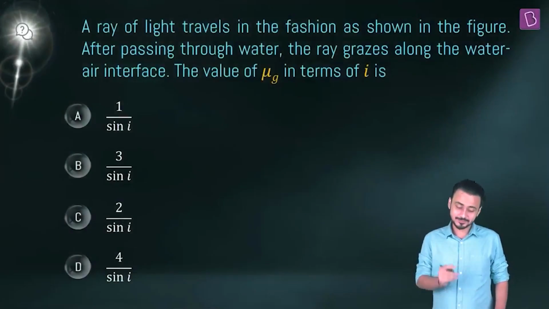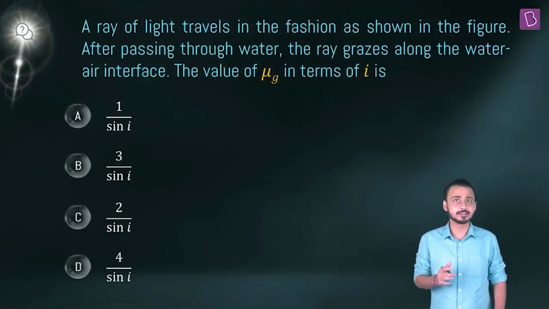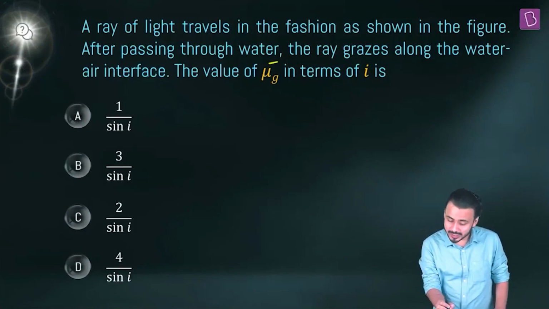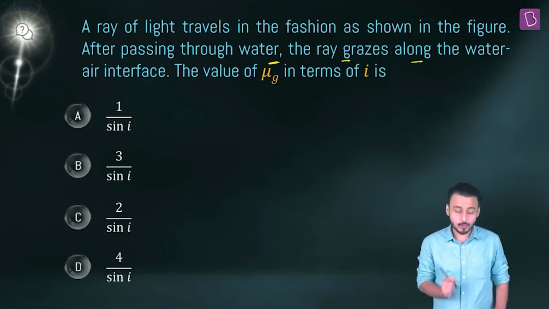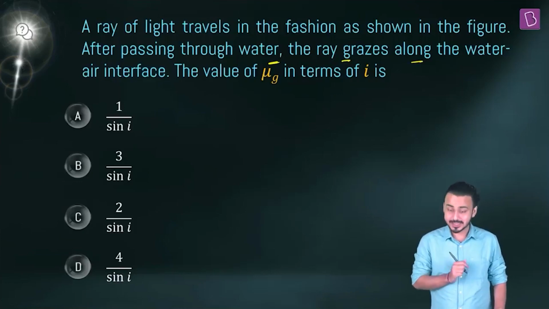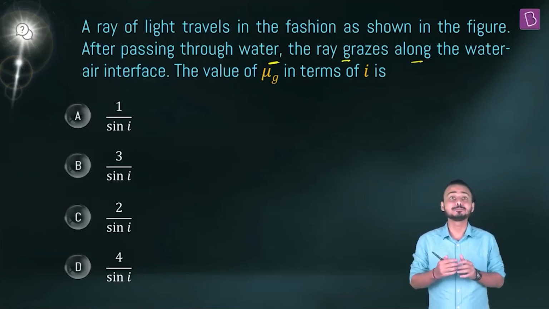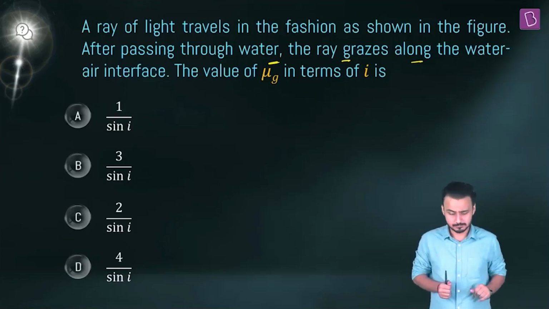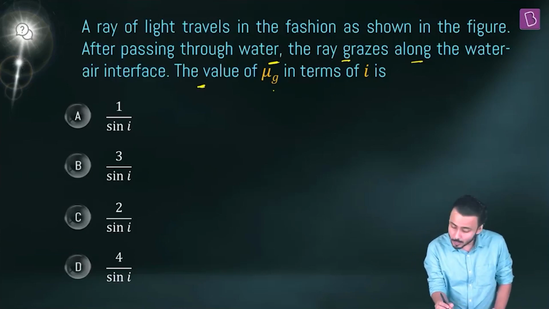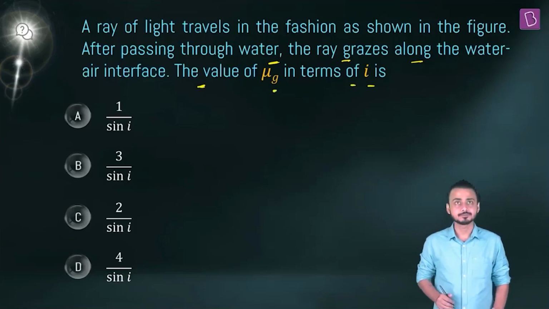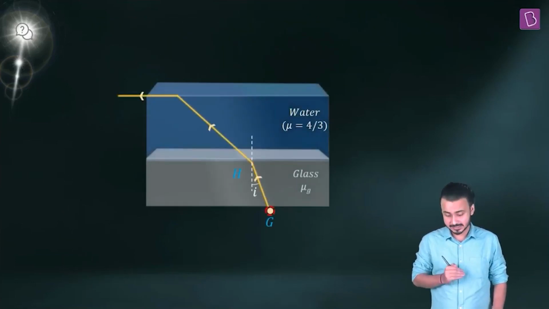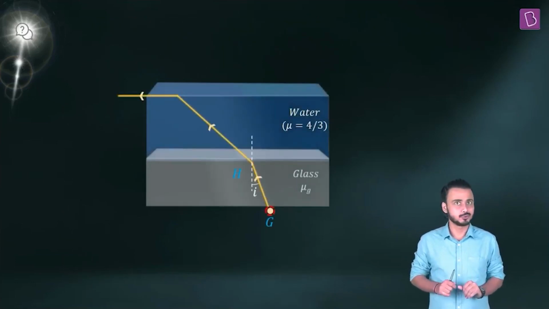Here the statement is, a ray of light travels in the fashion shown in the figure. After passing through the water, the ray grazes along the water-air interface. Grazes means it escapes parallel to the interface. I'll let you see it in the figure. The value of mu g in terms of I. You have to figure out the value of mu of glass. This is the system shown to you.